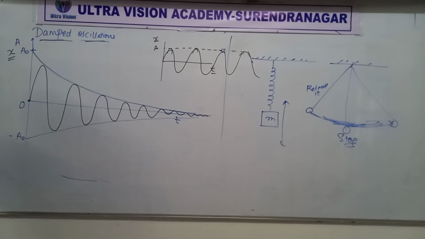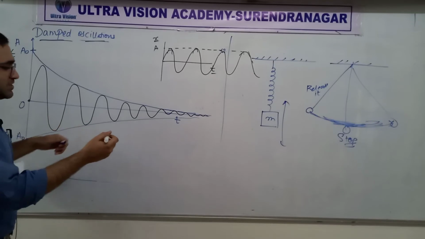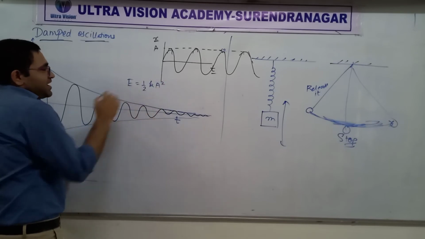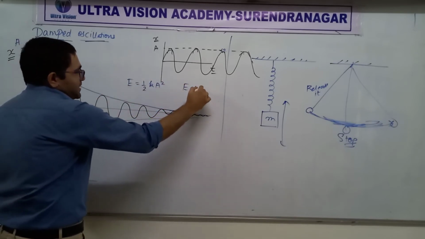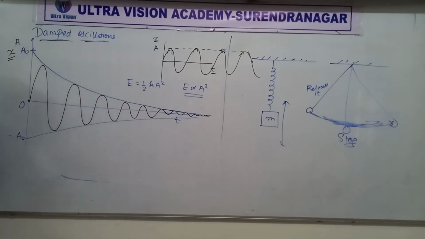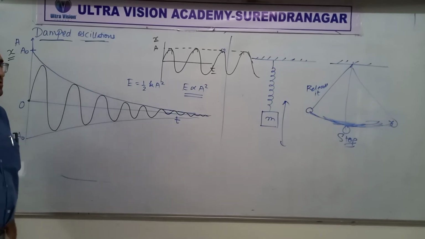So this is what happens in damped oscillations, that amplitude will decrease with time. Obviously, if amplitude decreases with time, do you realize that the energy of oscillation, which is something like half k a square, or you would say energy is proportional to a square. Do you remember this? If amplitude will decrease, energy will also decrease. Understood? Right? So this is what we have about damped oscillation.